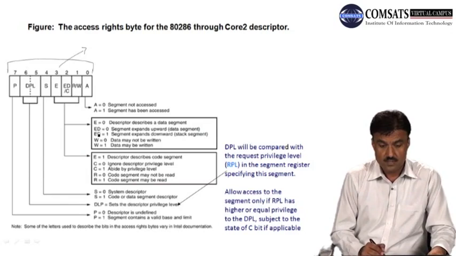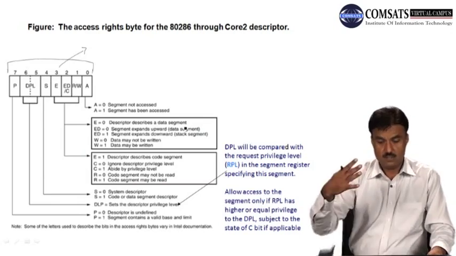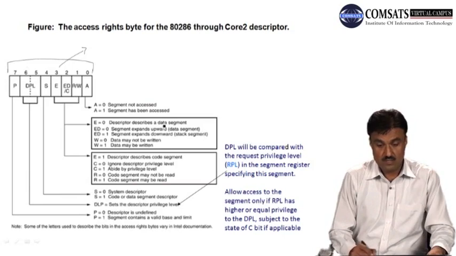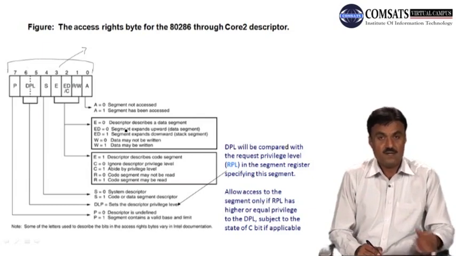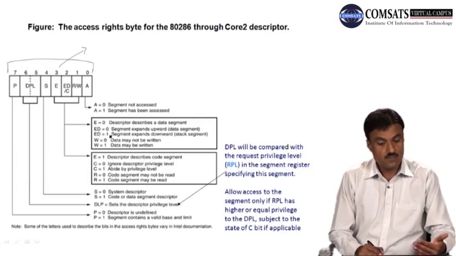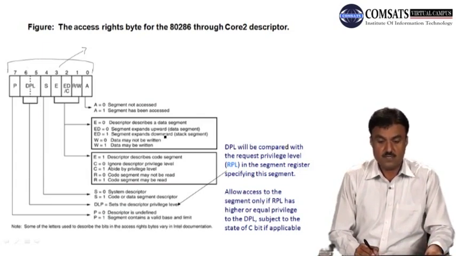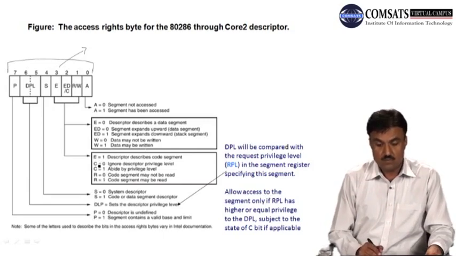Similarly, for ED or C, if ED is equal to zero, then the segment expands upward in memory. The data segment expands upward in memory if E is equal to zero. If E is equal to zero, we are dealing with the data segment, and if at the same time ED is equal to zero, it means it is expanding in the upward direction. And if it is one, then the segment expands in the downward direction, as for the stack segment. If W is equal to zero, data may not be written, or if W is equal to one, data may be written. And if E is equal to one, we are dealing with the code segment.